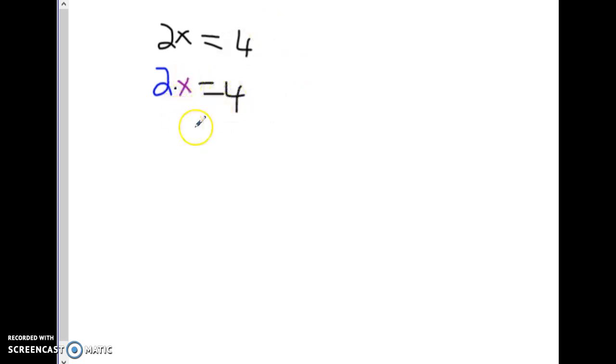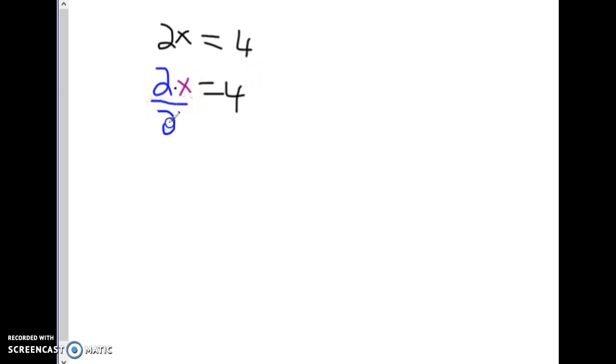So what we need to do here is get this purple x to be by itself. And in order to do that, we have to do the opposite of what we're doing. Right now what's happening is that these two are being multiplied together. So what I need to do here is get rid of my 2. How am I going to do that? Well, I'm just going to do the opposite. If they're being multiplied, I'm going to divide my 2.